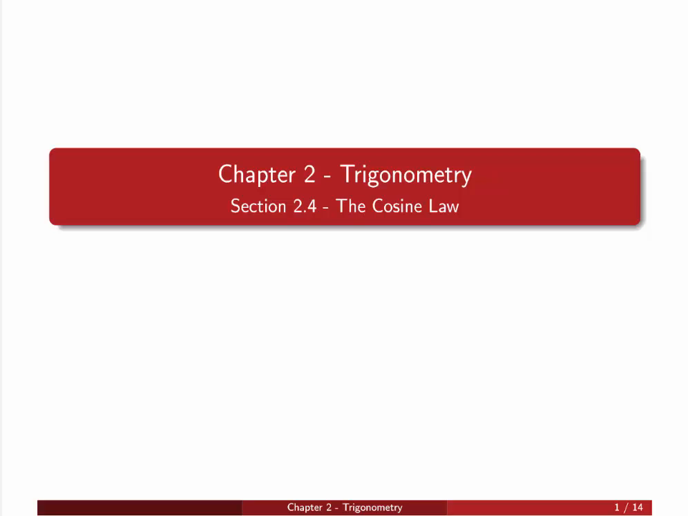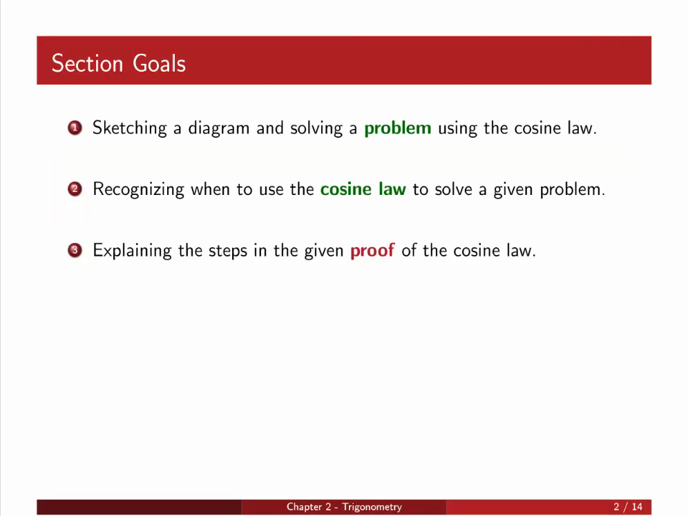So section 2.4, the last section in chapter 2, is called the cosine law. We just went over the sine law, and now we're going into its brother, almost, which is called the cosine law. This video is not going to go over the proof, that's in your notes, but it's going to solve some problems using the cosine law and, of course, tell you what the cosine law is.